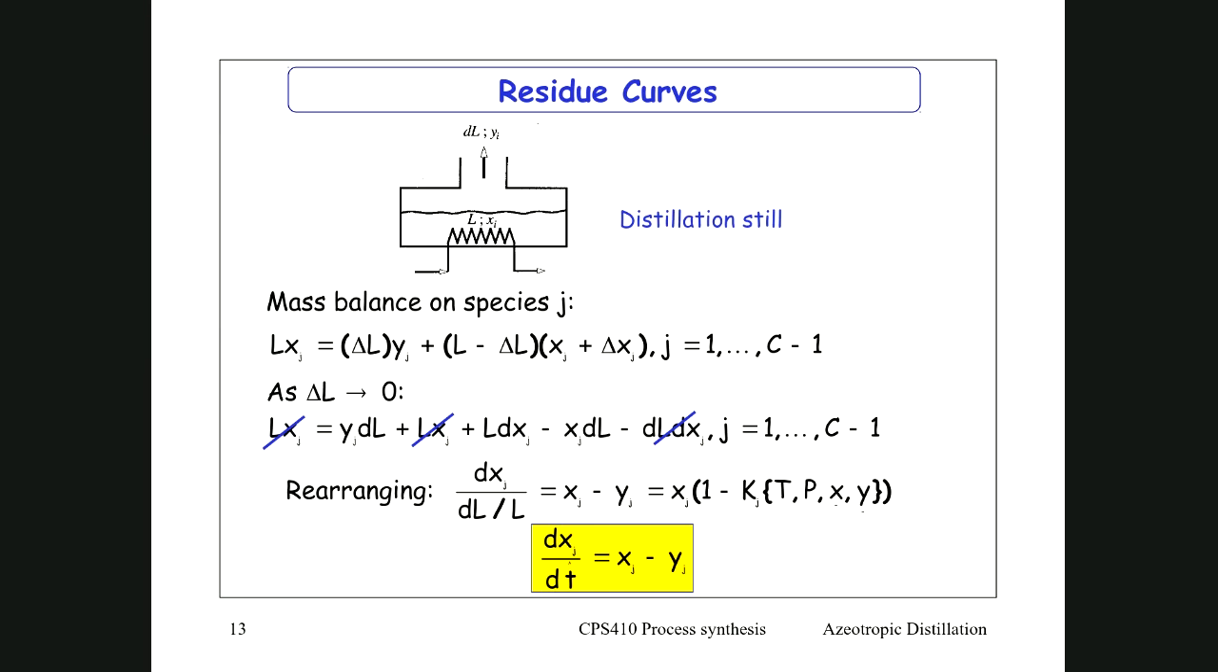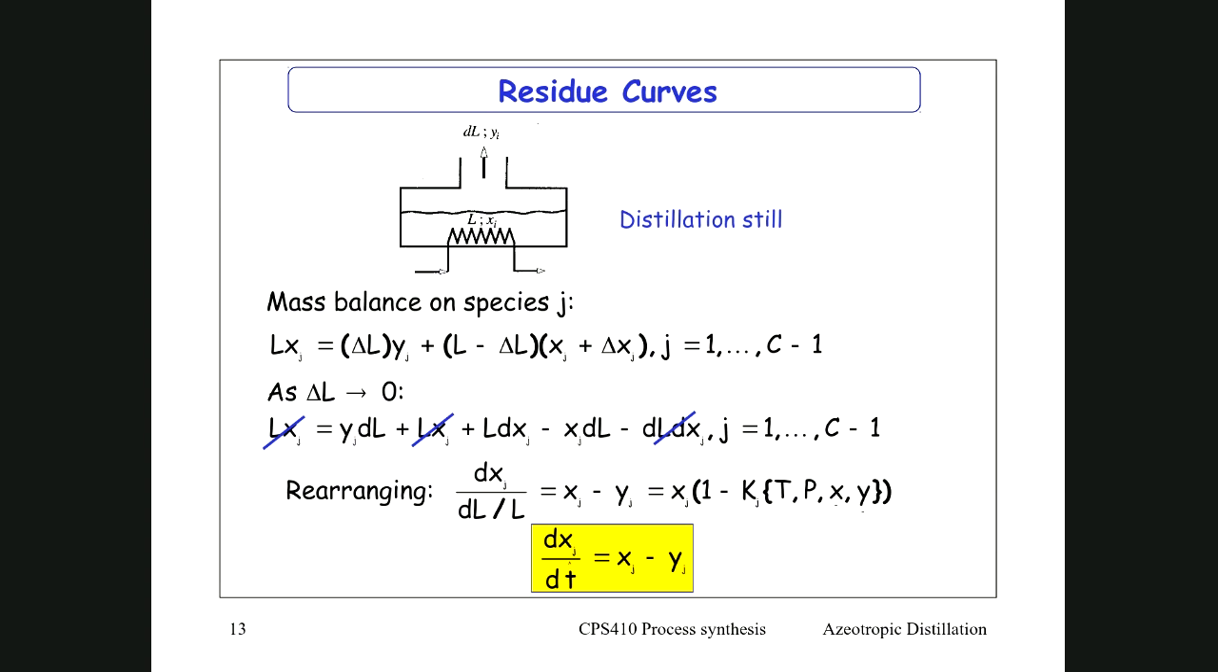The Xi is the liquid composition, the Yi is the vapor composition, and as long as there's a difference in the relative volatility of the different species, then the composition of Y is different to the composition of X. And that's normal mass transfer, vapor-liquid equilibrium theory.